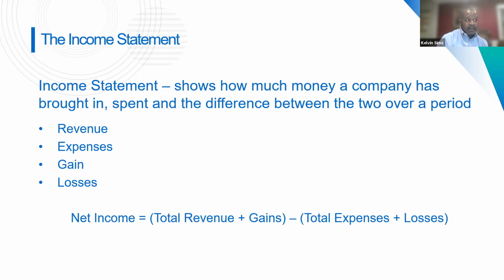So the bottom line on the income statement, and this is a key thing to remember, is my net income equals my total revenue plus my gains minus my total expenses plus my losses. And we'll look at that a little bit closer in a minute. But again, the key point here is that the income statement is the difference between what I brought in as revenue and what I spent in my expenses over a period of time.